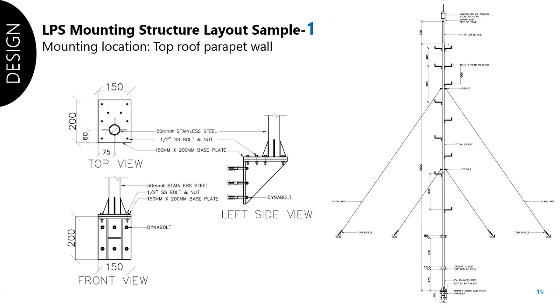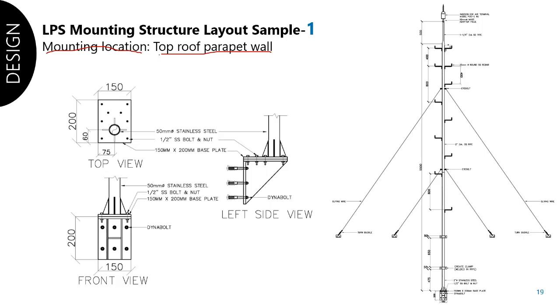So I have the sample case or case basis for a year. So I have here a design. The first design sample is the mounting location. I define here the mounting location: top of the roof parapet wall. So you could get the details. I could share the details drawing for it so that you could use. So, top roof parapet wall.